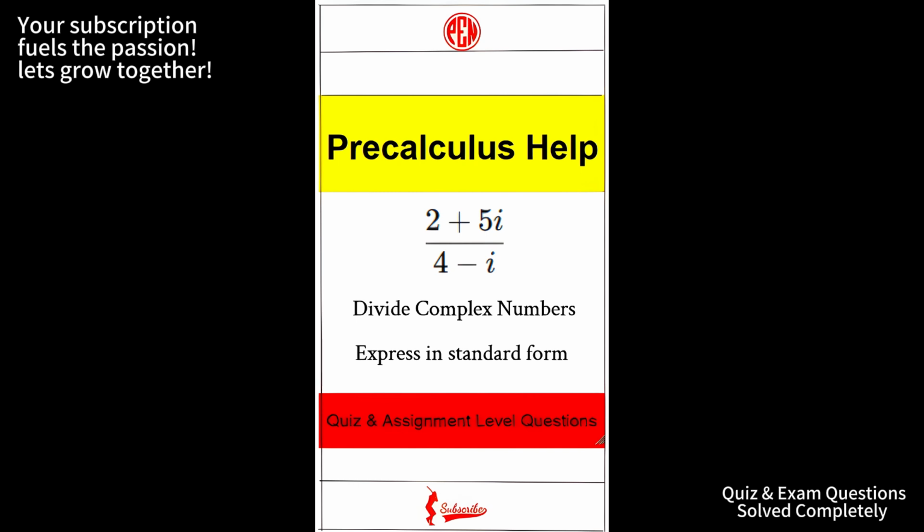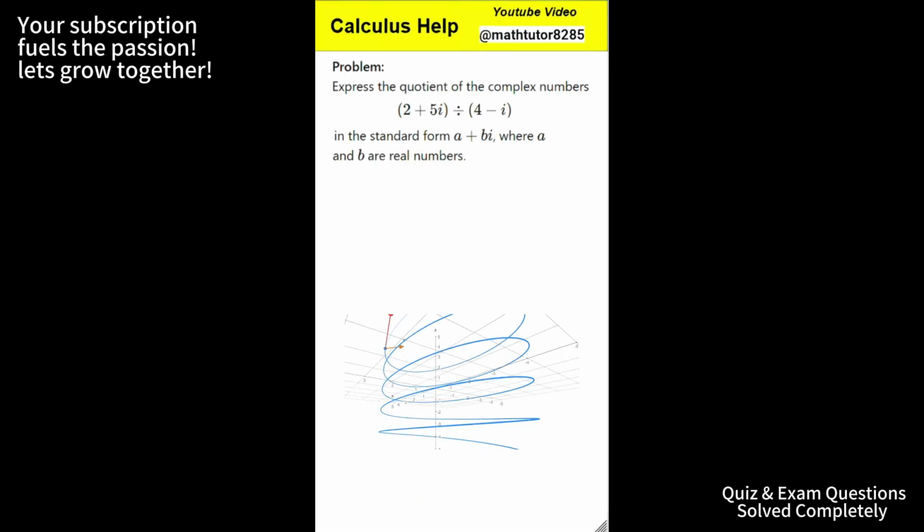This new question is to determine how to divide complex numbers and express the result in standard form. Problem. Divide the complex number 2 plus 5i by the complex number 4 minus i and express the result in standard form, which means a plus bi, where a and b are real numbers.